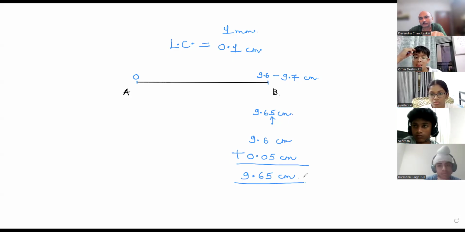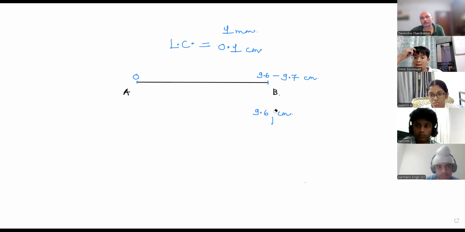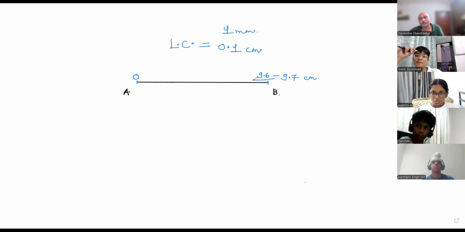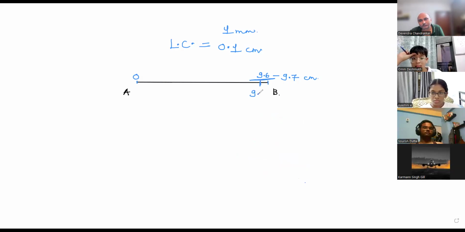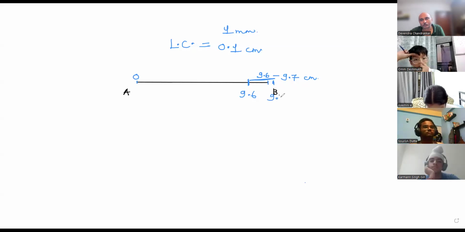That's why it's not correct to write 9.65 centimeters, though the reading is in between 9.6 and 9.7. What we will do is write the minimum value. Suppose this is the 9.6 mark and this is the 9.7 mark. I'm just magnifying it and showing it to you. This is the 9.7 mark on the scale and this is the 9.6 mark.